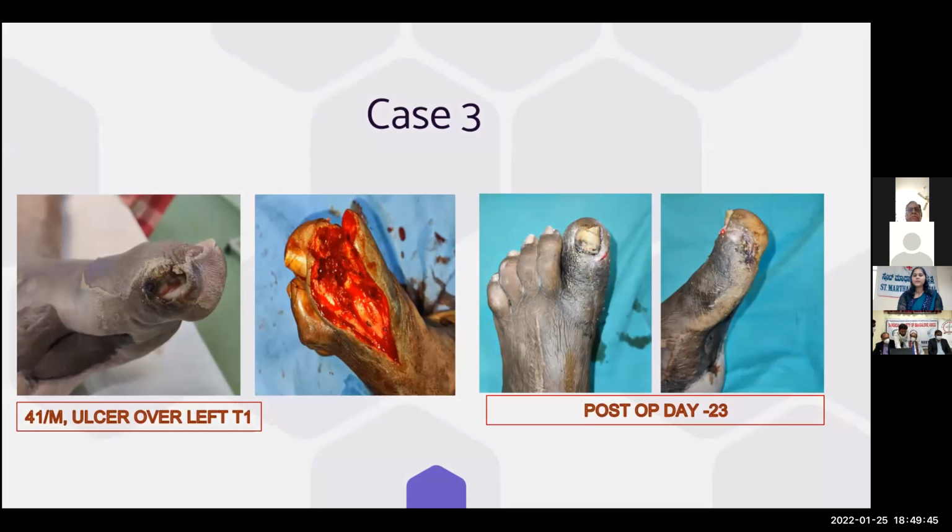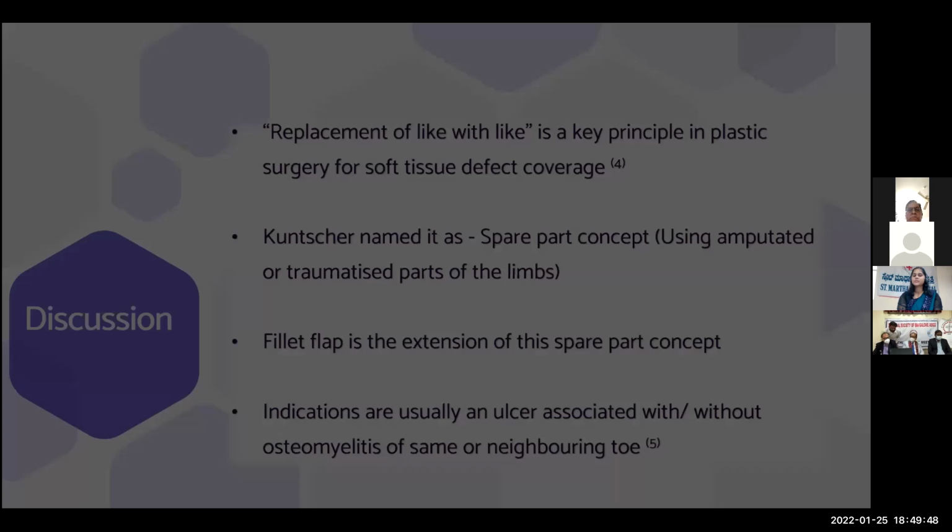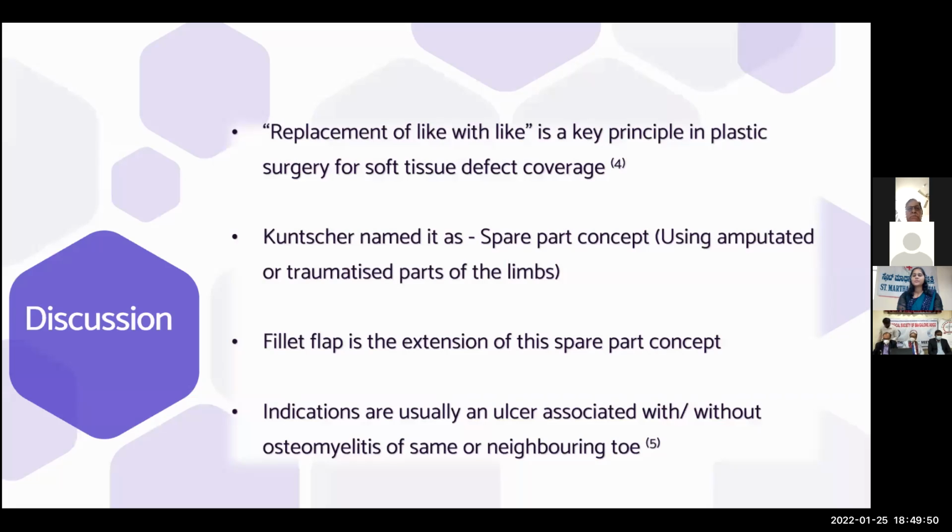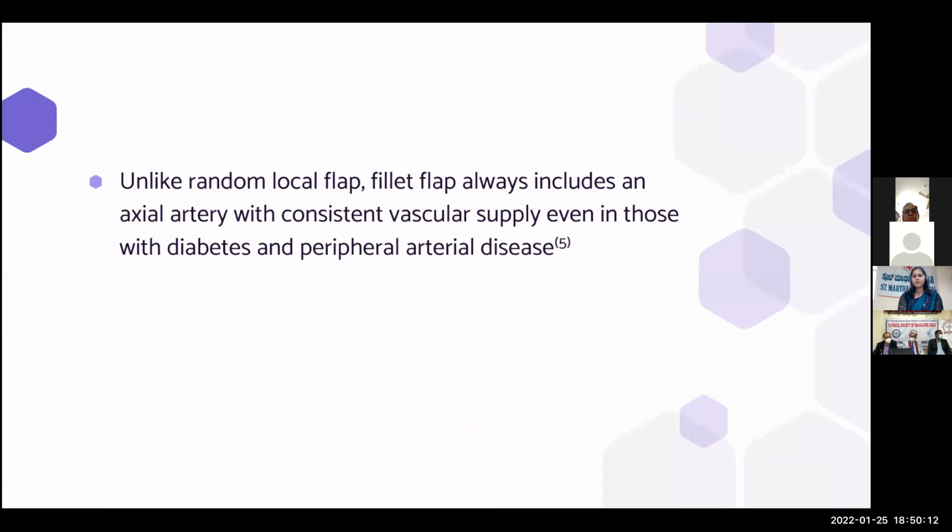So coming to our discussion part, the key principle in plastic surgery for soft tissue defect coverage is replacement of like with like. This was called the spare part concept by Küntscher, which means using amputated or traumatized part of the limbs to cover the defects. The fillet flap is an extension of the spare part concept, and the indications are usually an ulcer associated with or without osteomyelitis of the same or neighboring toe. Unlike a random local flap, a fillet flap always includes an axial artery with consistent vascular supply, even in those with diabetes and peripheral arterial disease.